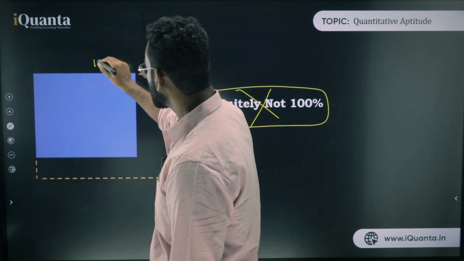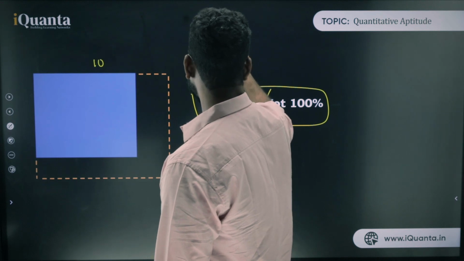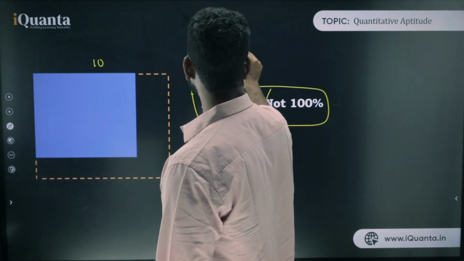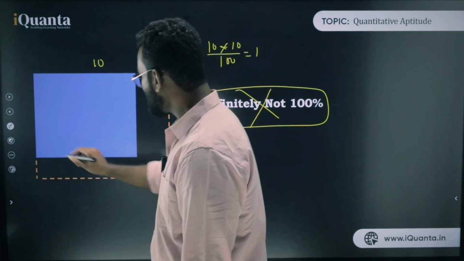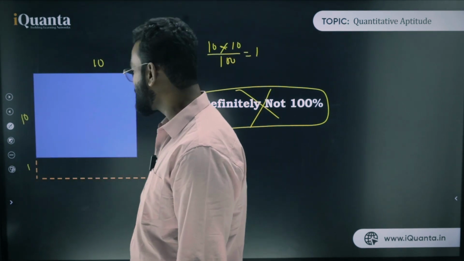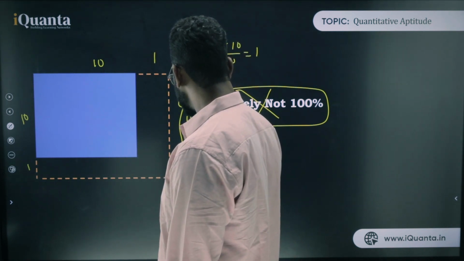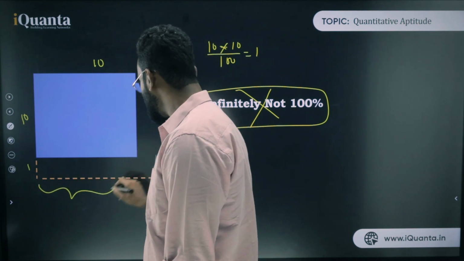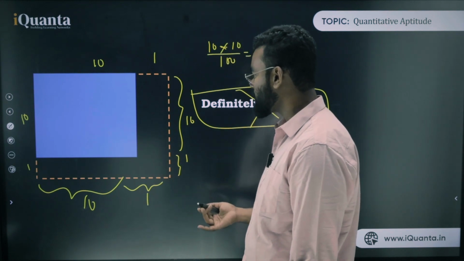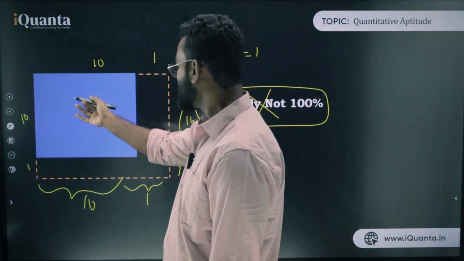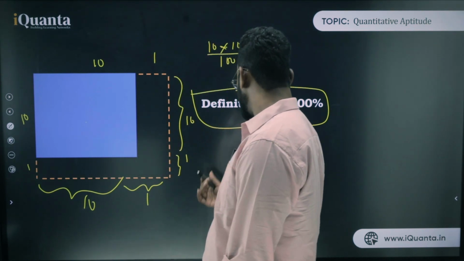So let's say it was 10. It is increased by 10%. So the increase is 10 into 10 upon 100, which is basically 1. So it is increased by 1. So this is also 1. Similarly this was 10 and this has become 11, right? So all the sides are increased by 1. You can see this is not exactly double. This entire thing is not double to this blue thing, right? So that's why it is definitely not 100%.